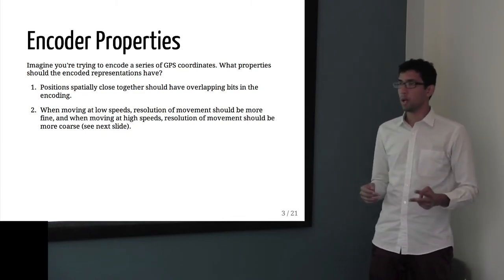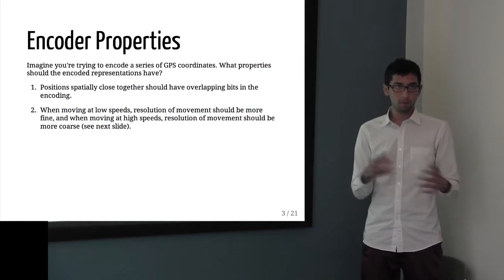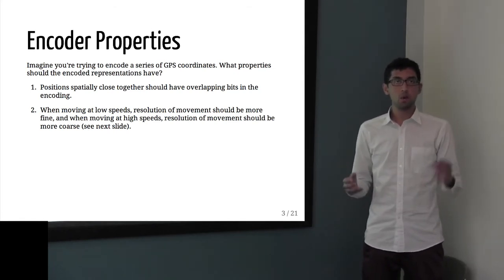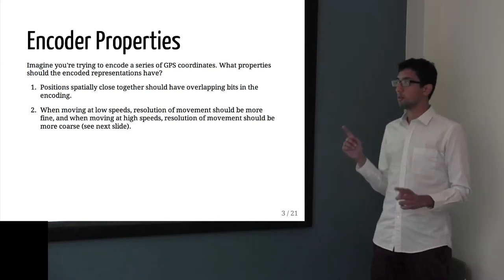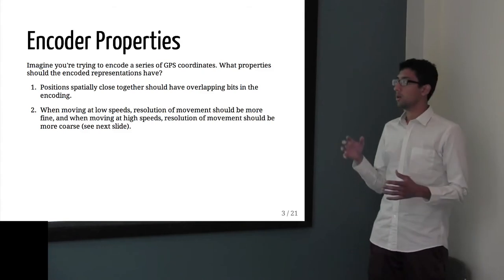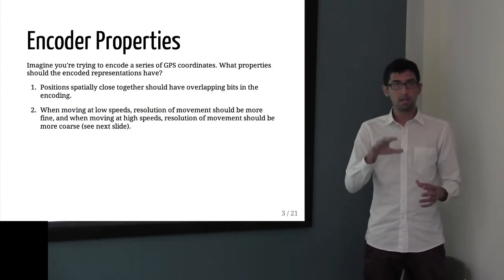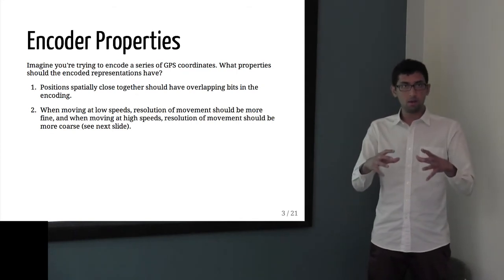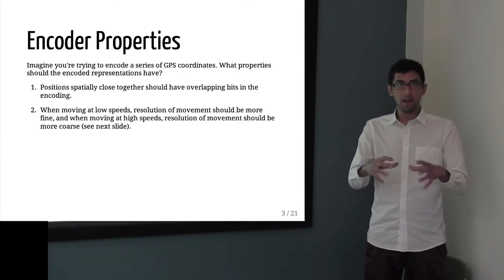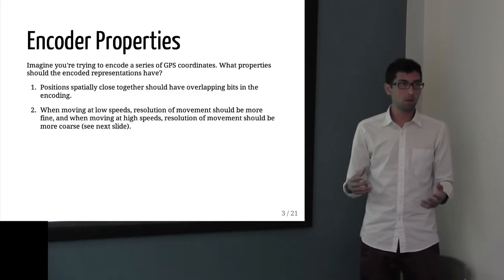The second important one is when you consider that people are moving at different speeds, what's close together changes depending on your speed, right? So if you're moving at low speeds, then the encoder should consider the resolution of movement, should consider very fine resolution of movement. It should be looking at very high resolution. And when you're moving at high speeds, the resolution should be more coarse.